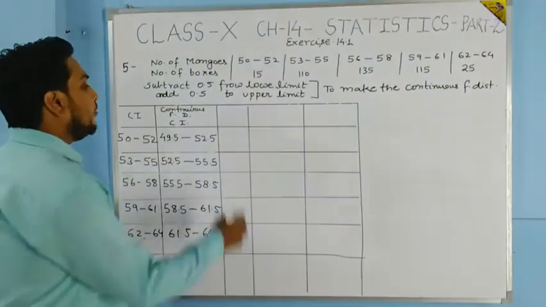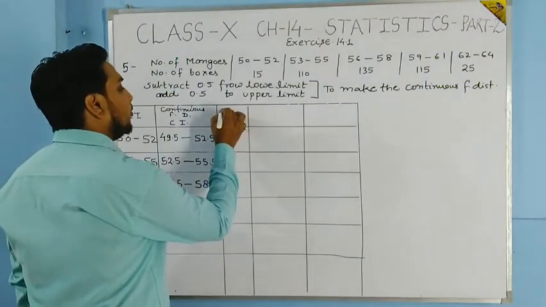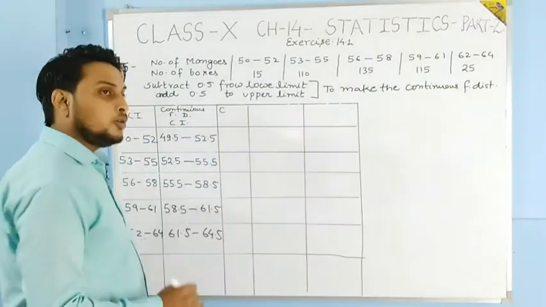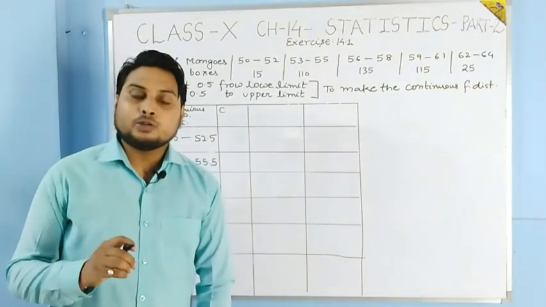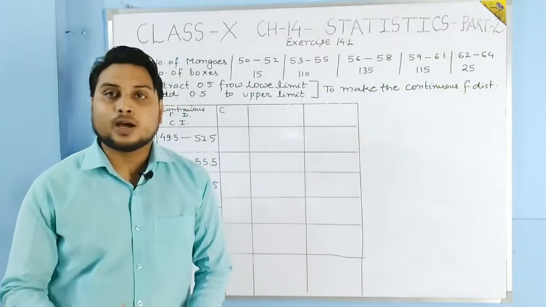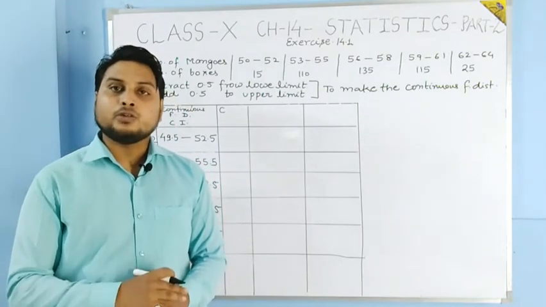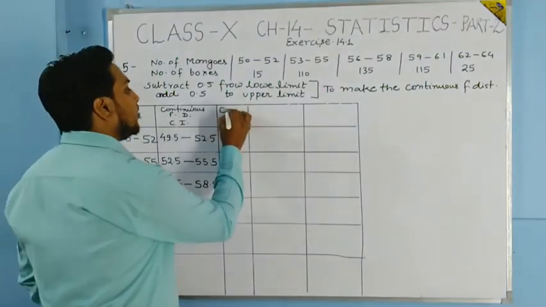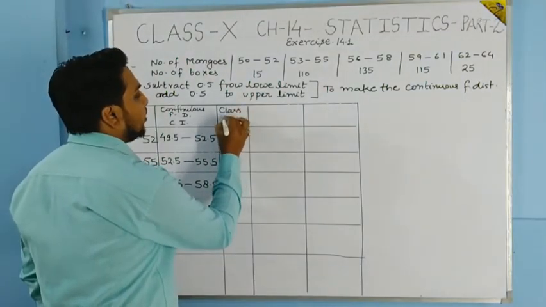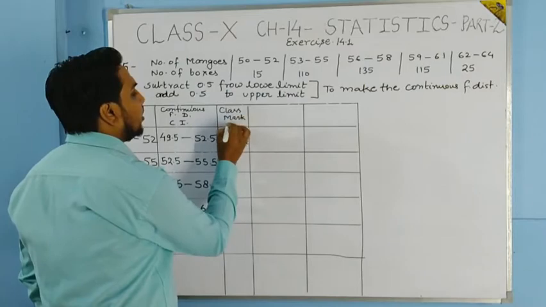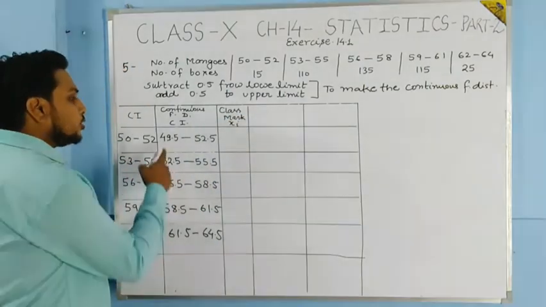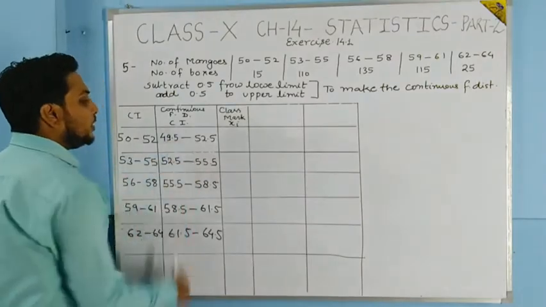Okay, now we'll find the mid value. Students, one thing you should note down: mid value is also known as class mark. Mid value is also known as what? Class mark. So here in place of mid value, we can also write class mark, and class mark we denote by xi.